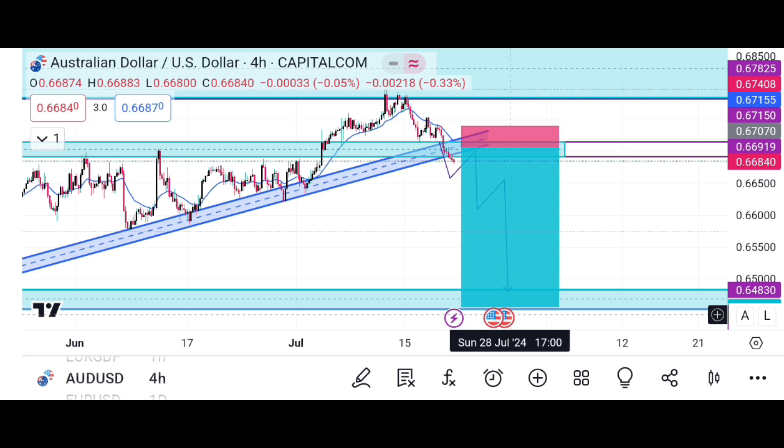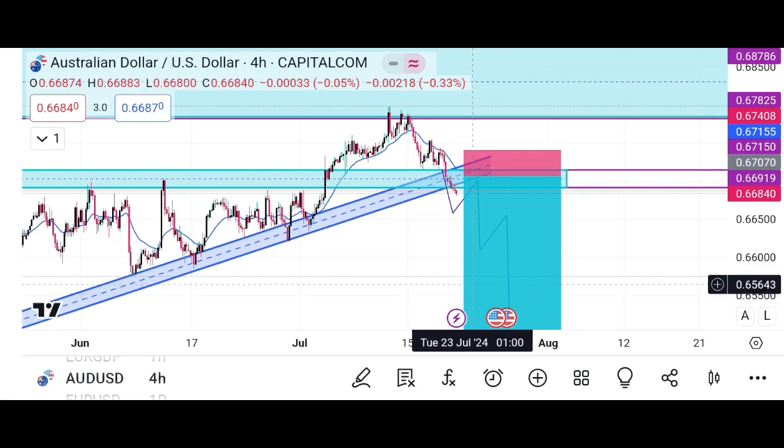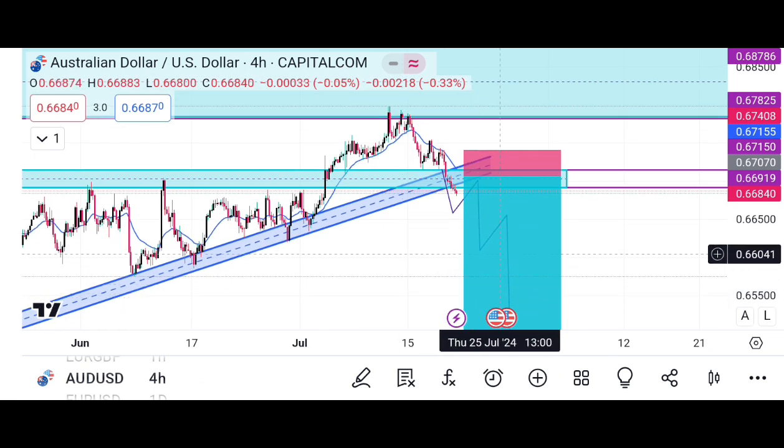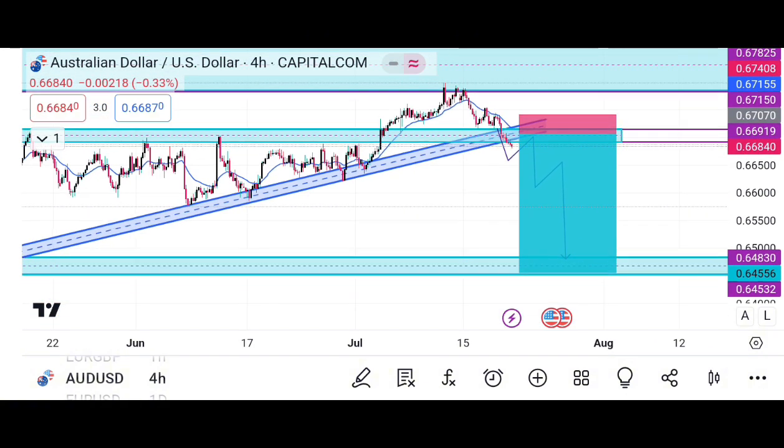If we are wrong, price might continue to buy, but for sellers, I'm sure. Why am I sure about the sellers? I see the market is going with the sellers because it broke two resistance zones. So that's how we are going to be looking for sellers on AUD USD.